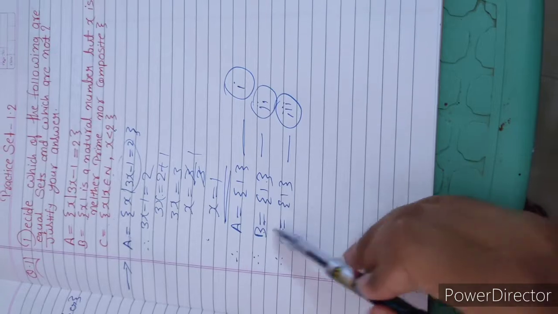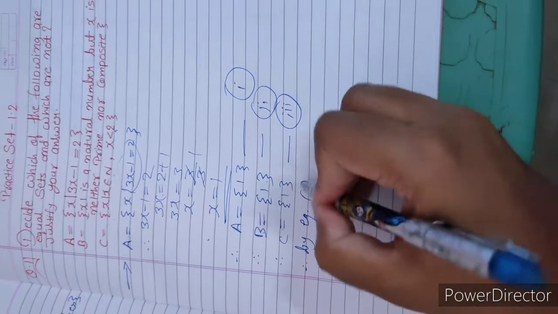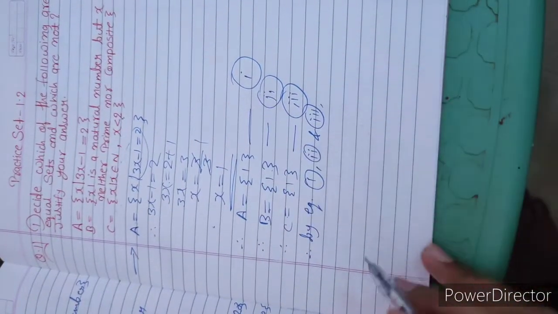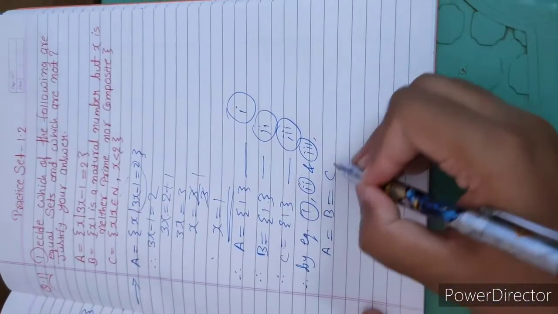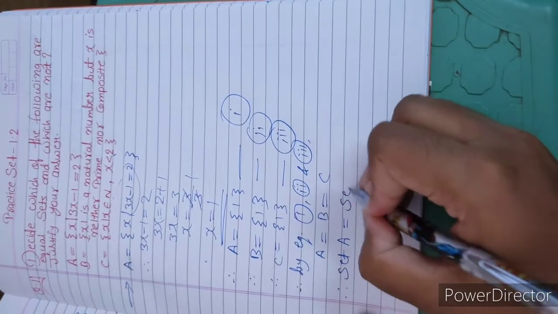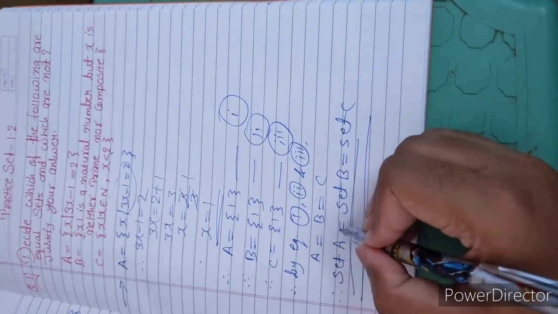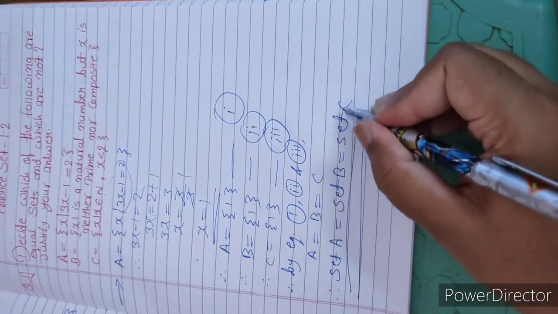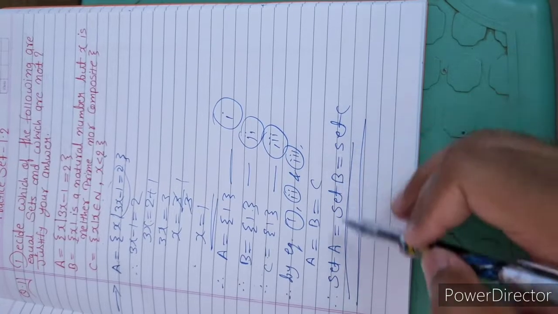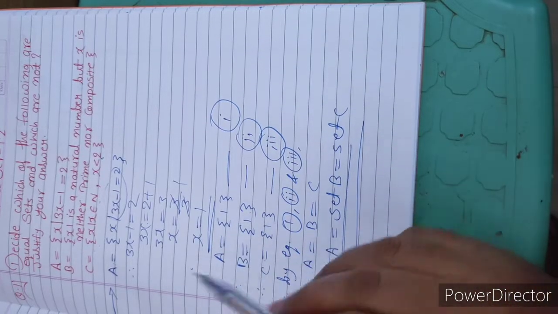Equation number 3. In all the sets A, B and C we got the same element. So by equations 1, 2 and 3, A is equal to B is equal to C. But A, B, C are in set form, so we write set A is equal to set B is equal to set C. This sign indicates that the sets A, B and C are all equal sets, because these sets contain a single element, which is 1, 1 and 1. With this we have completed question number 1.